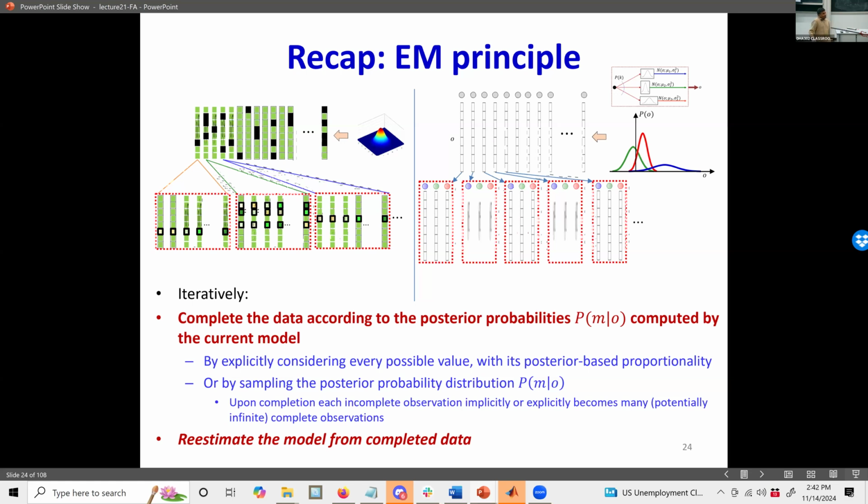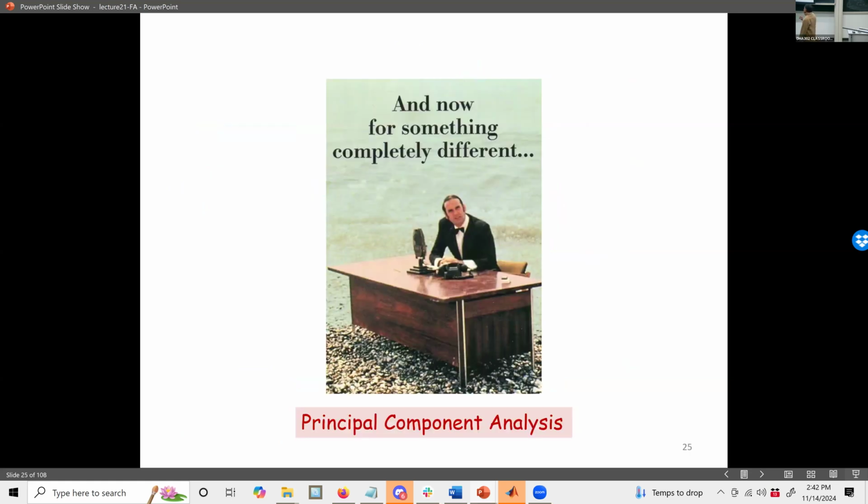Now, instead of just taking a sample from the posterior, you can take an expectation over the posterior distribution. That works as well, right? So we can actually consider every possible value for the missing components with weight that's proportional to their posterior probability, or you can just sample the posterior probability to complete the data. And then once you've completed the data, you can re-estimate the model. This was the basic idea of EM, right? So hang on to that, and then we're going to change gears.